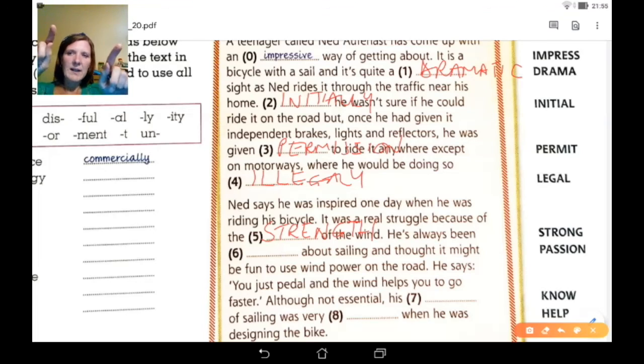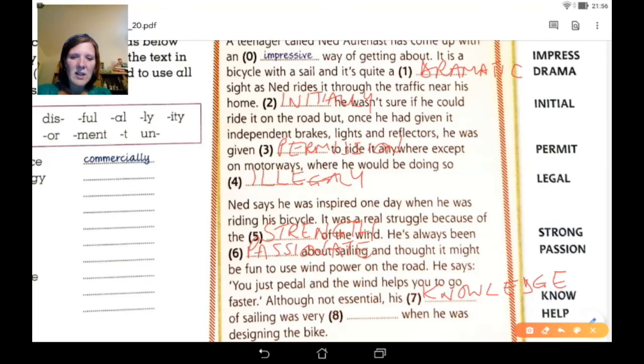Sorry, close the brackets there. Number 6, you should have passionate. He's always been passionate about sailing. His here, knowledge. Careful of the pronunciation as well. Not knowledge, but knowledge of sailing was very helpful.